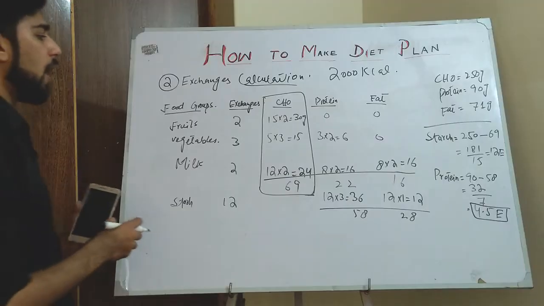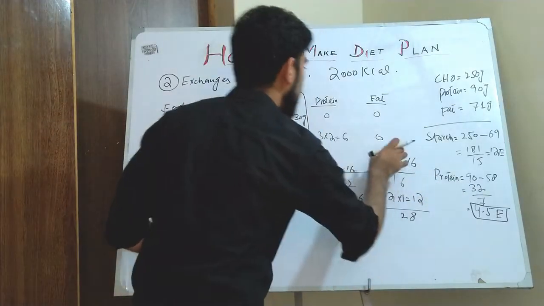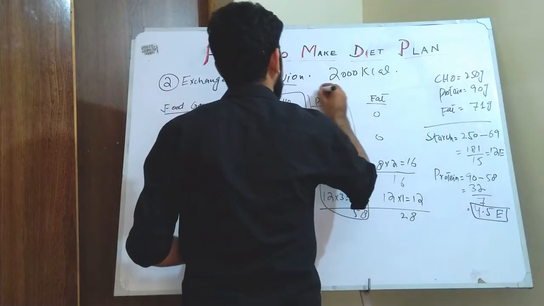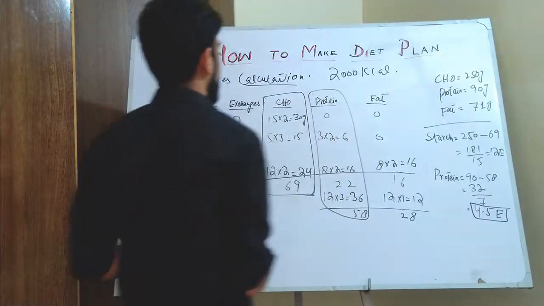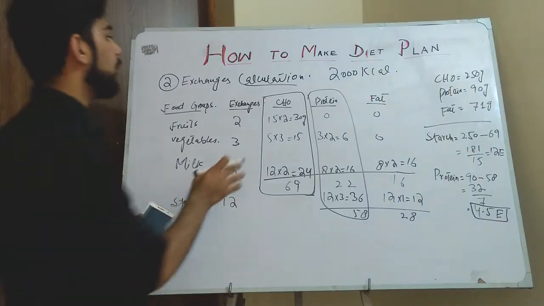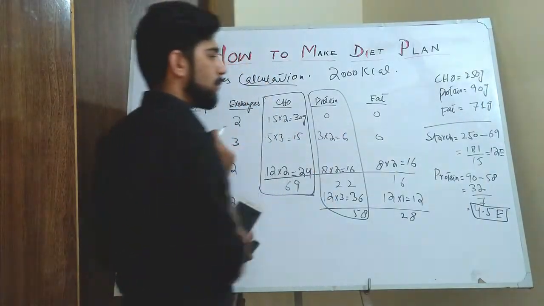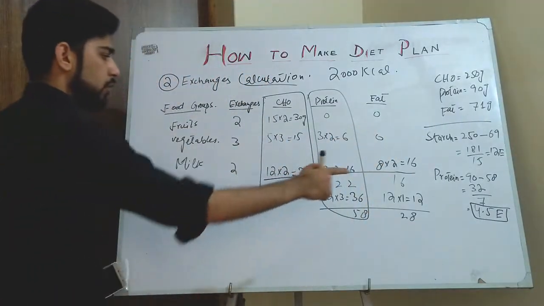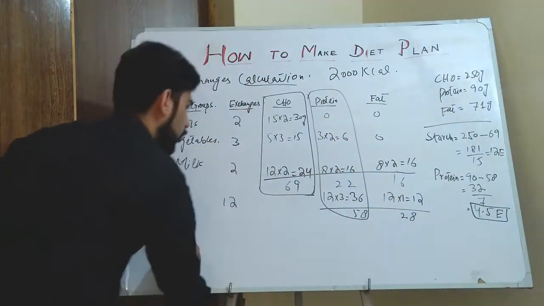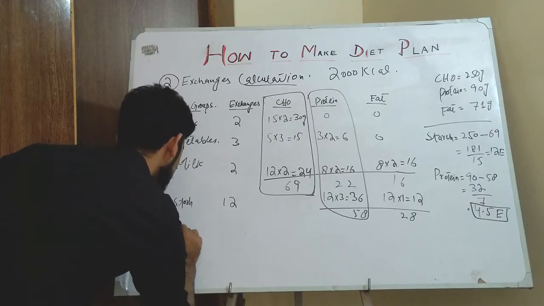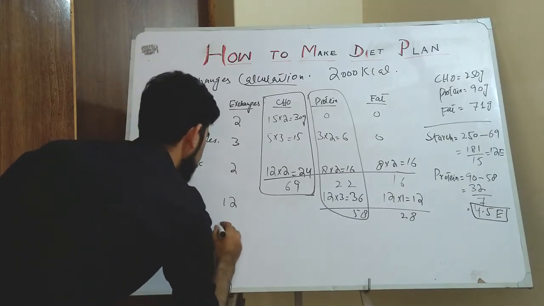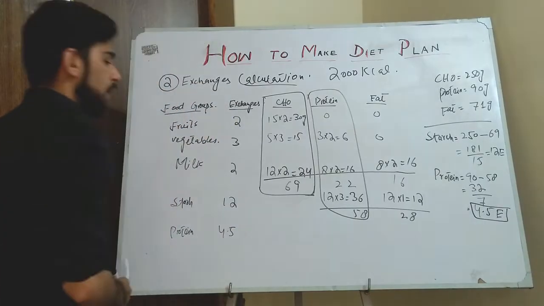So next step is we have to calculate the exchanges of fat. Now we are done with the section of protein. We are done with the carbohydrate section. We are done with protein exchanges. Now we have to calculate the exchanges of fat. So total protein we get here is 4.5. I will write here protein and write exchanges under the exchanges section, that is 4.5.